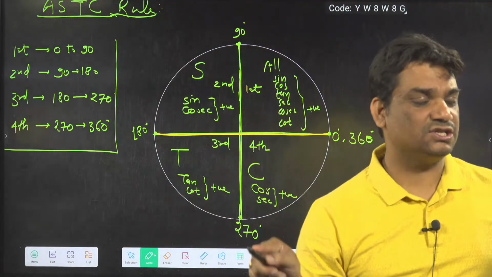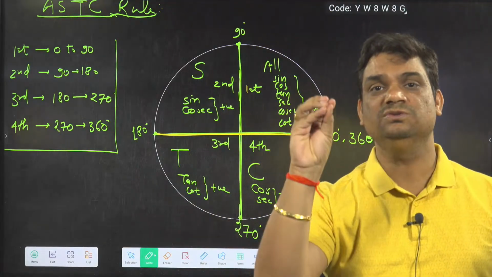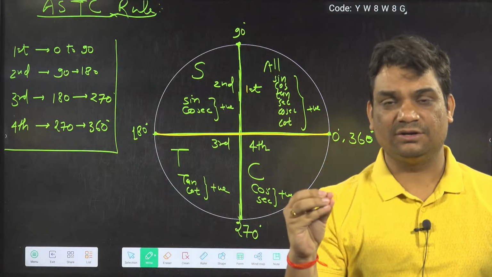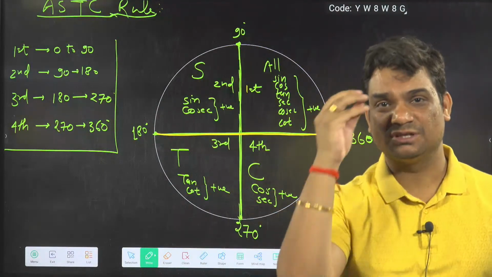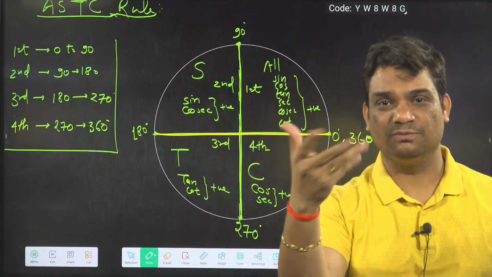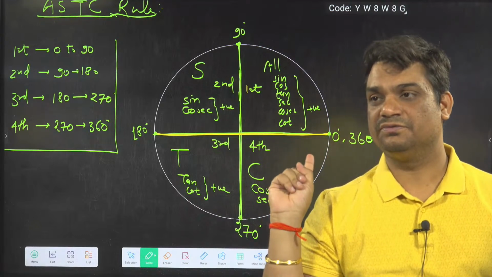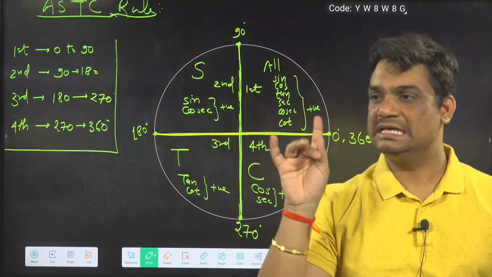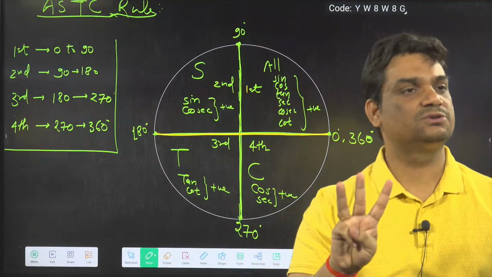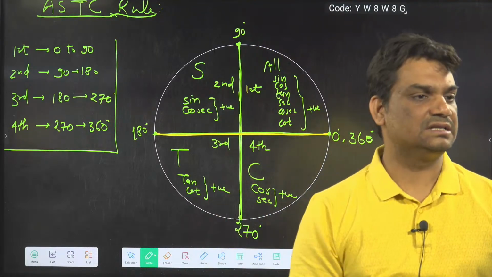First of all, ASTC, what is the meaning of ASTC? How do you remember the ASTC? That doesn't matter to me. You may remember it like all silver teacups or all go to school coffee, whatever, all students. For me, A means in the first quadrant all positive. In the second quadrant sine positive, third quadrant tan positive, fourth quadrant cos positive.